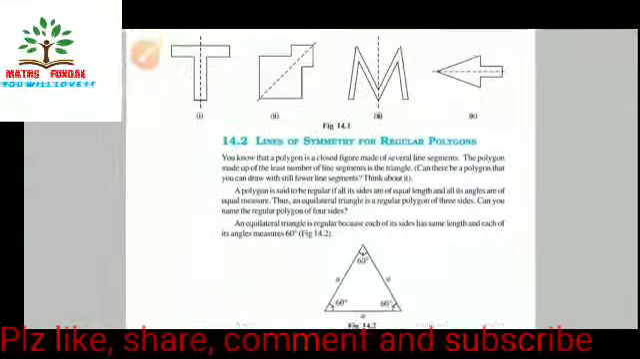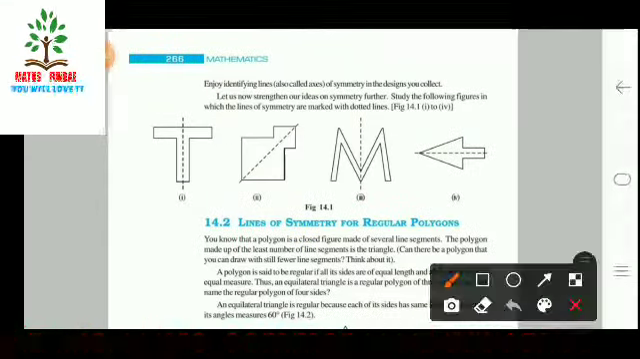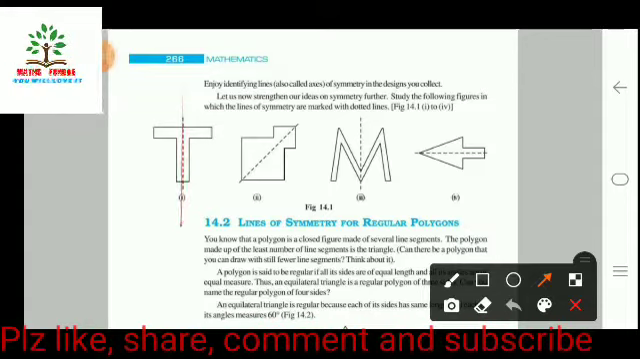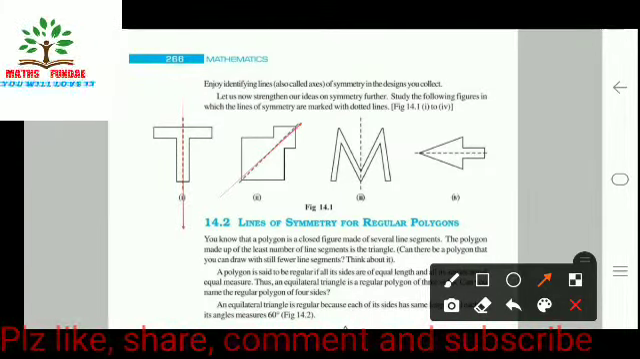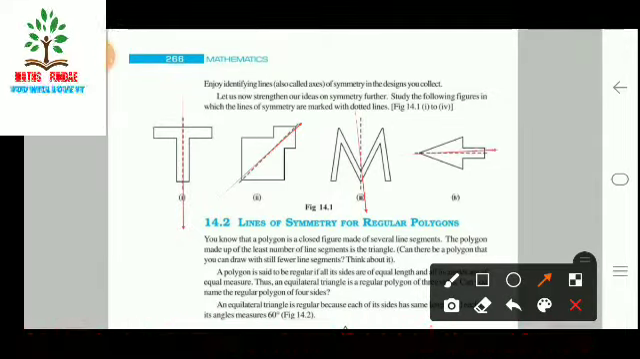Now if we see these figures here, in T also we can have a line of symmetry, because along this we can divide it into two equal parts, or these are identical images. Like here this is a line of symmetry. Likewise in this M we have a line of symmetry, and in this arrow we have a line of symmetry.